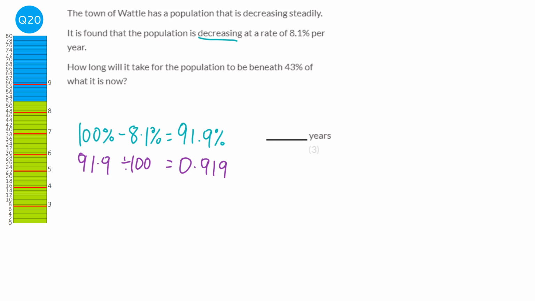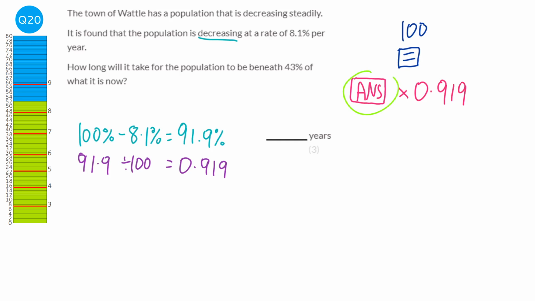Now, there aren't any amounts given to us in this question, so we're just going to make one up. We're going to say that the population is 100, okay? And what we're going to do is type in 100 into our calculator, and then we're going to press the equals button. Now what that does is it stores the 100 in the calculator's memory. And it's basically, it's this next line that's the crucial bit. We're going to type in answer, which at the moment is that 100, times 0.919. And what that does is it says what the current answer is, we're going to decrease it by 8.1%. We're going to times it by that multiplier.